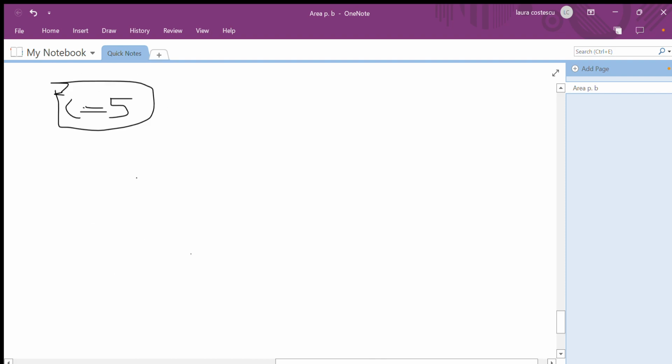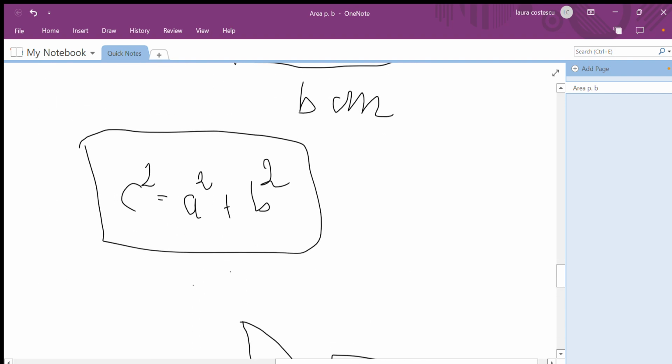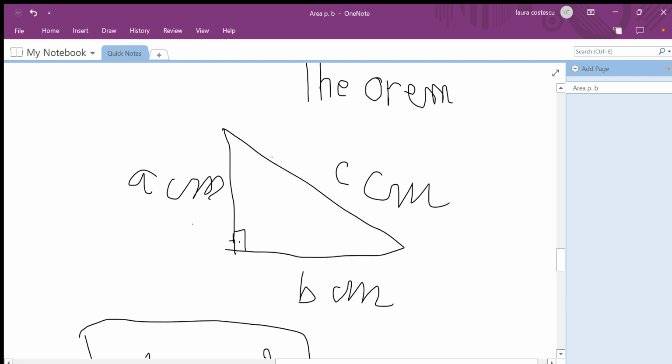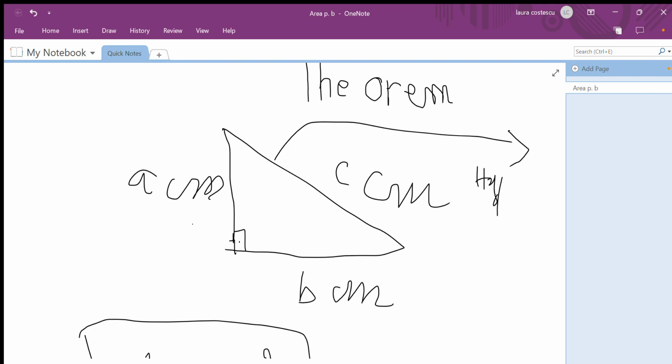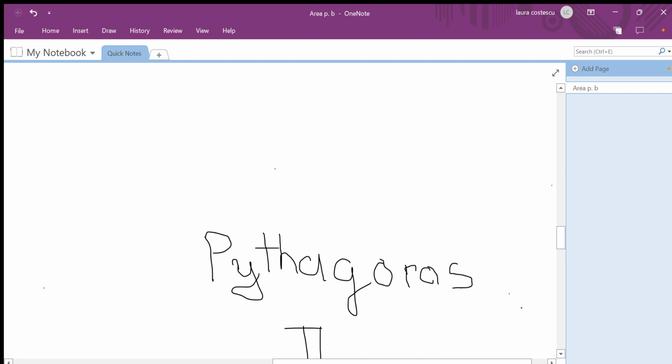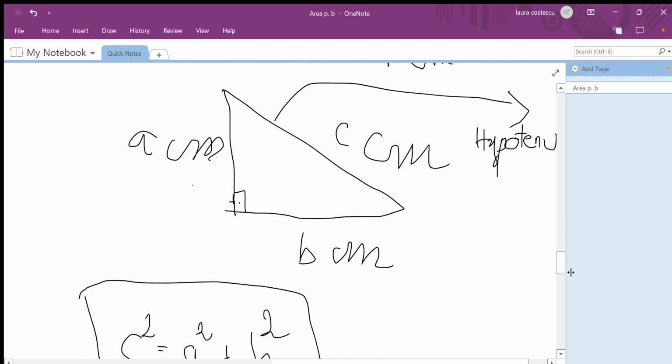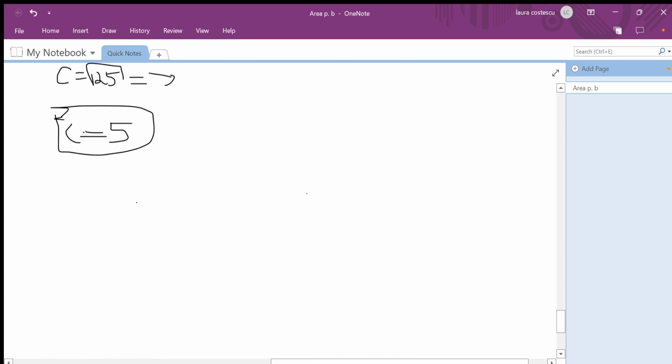Now I think you understood how to solve this hypotenuse. Oh yeah, this works only when c is the hypotenuse. Hypotenuse. Whoa. Hypotenuse. I know, I write horribly.